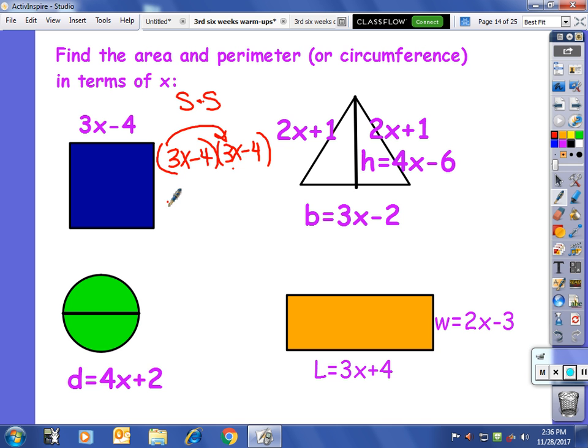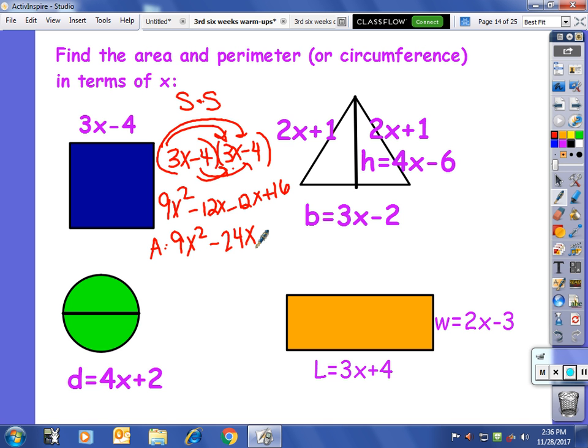3x times 3x is 9x squared. Then you're going to get a negative 12x, and then you get another negative 12x, and at the end, watch out for your signs here, you get a positive 16. So the area of this square, once you simplify it, is 9x squared minus 24x plus 16.